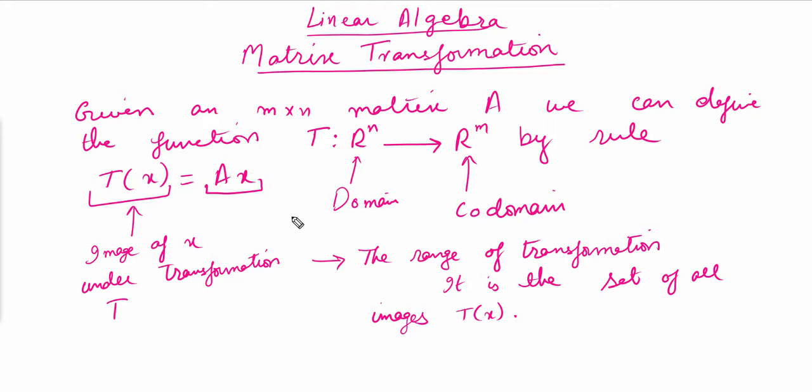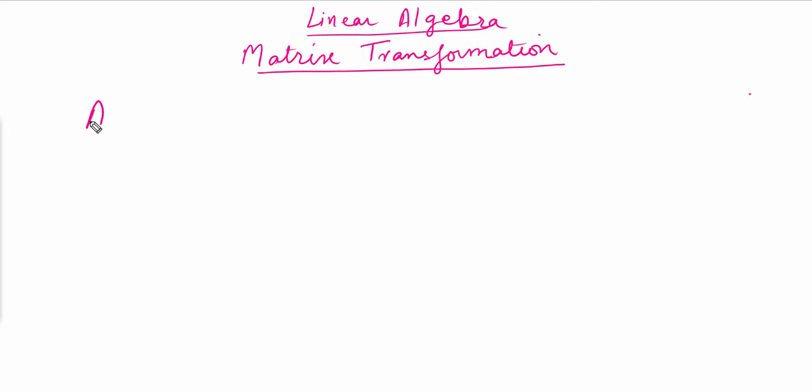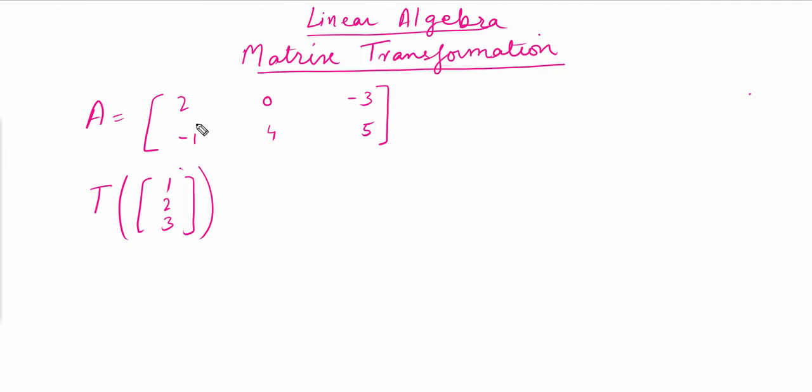All right, now let's do some questions and apply a transformation to a matrix. Let's suppose we have a matrix A, represented by 2, 0, -3, -1, 4, and 5. We apply a transformation onto this matrix, and the transformation that we have to apply is represented by another matrix, that is 1, 2, 3.